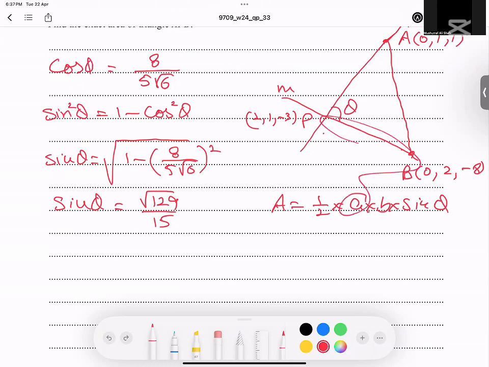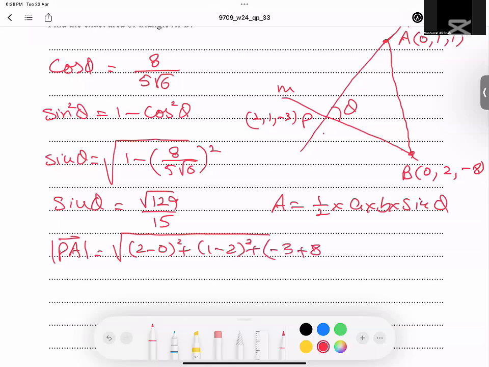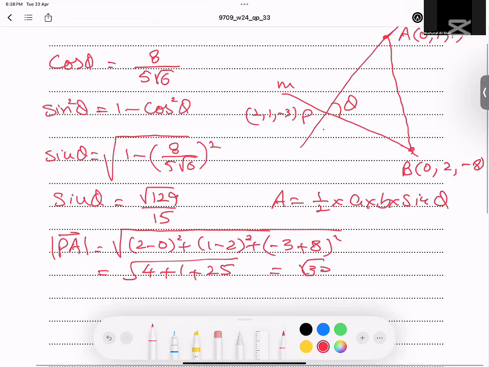Now, students, this is called the length of PB. This is called the length of PA. So finding the length of PB and PA is not a hard job, just like the distance formula. And how to find it? It's nothing hard. So x2 minus x1 whole square: 2 minus 0 whole square, 1 minus 2 whole square, and negative 3 plus 8 whole square. So it gives us 4, it gives us 1, and this gives us 25. And I got root 30. So I got one length.